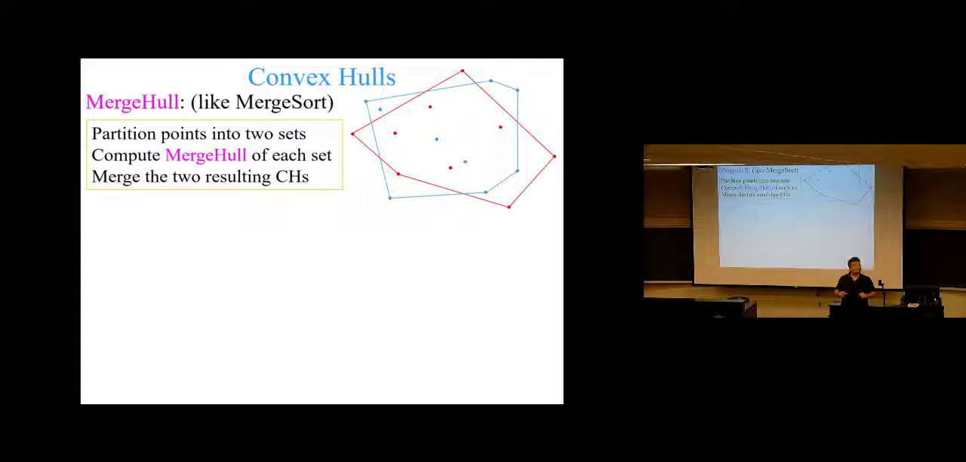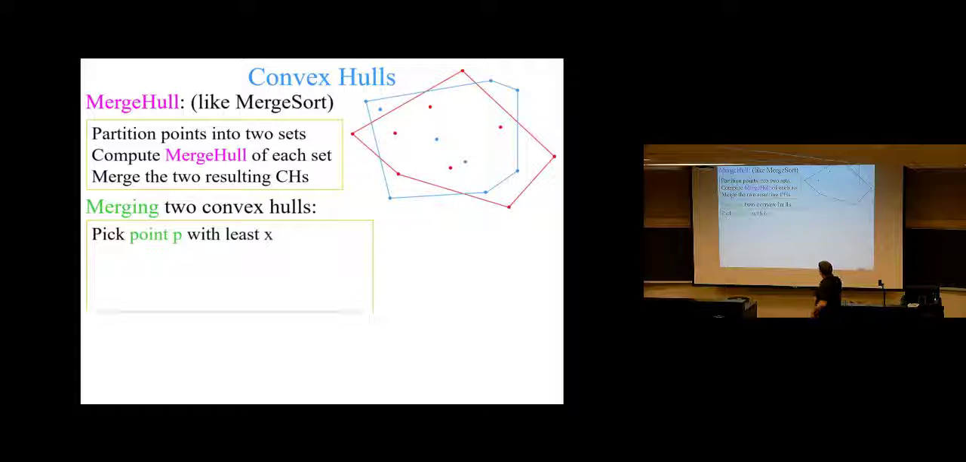Better do it in linear time. You can't take too long for that, can't take N log n for that, otherwise the whole thing will work in N log n times log n, not N log n. So you can't take your time about the merge, it's gotta happen quickly in linear time. So how do you merge two convex hulls very quickly?